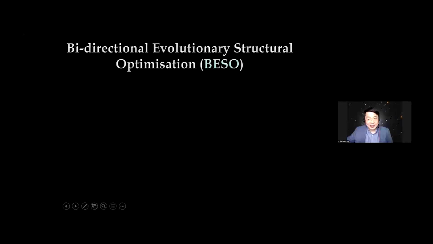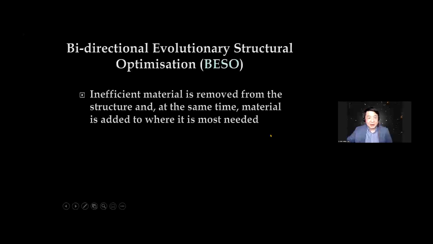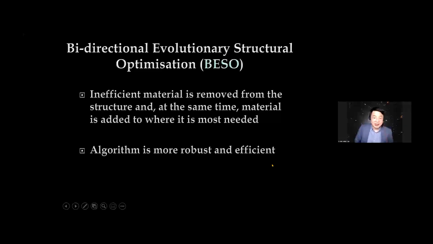We have added this idea into our algorithm. So when we remove the inefficient material, we can also add material to the most needed regions at the same time. So this is a bidirectional evolutionary structure optimization, also called BESO. If we follow such a process, the result would be far more robust and efficient.